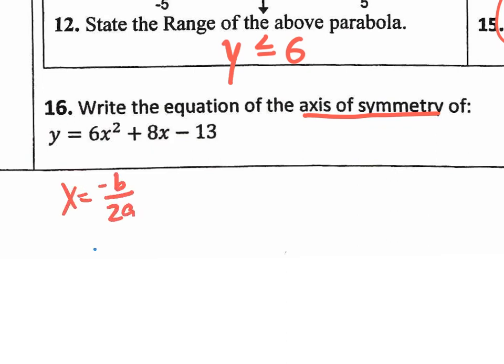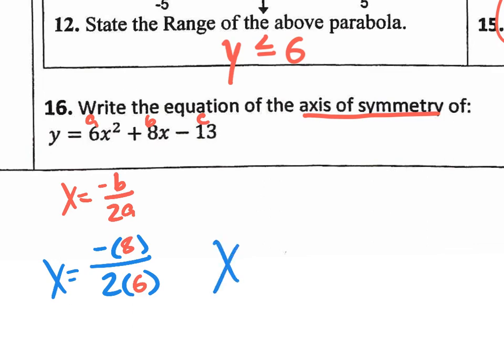And then, of course, use parentheses to replace the letters. Identify your a value, your b value, and your c value, and plug in your b value of 8 right there and your a value of 6 right there. Keep in mind, this is only the x value of the vertex. And also keep in mind, we're not trying to find the vertex. We're trying to find the axis of symmetry equation, which is x equals the x value of the vertex.